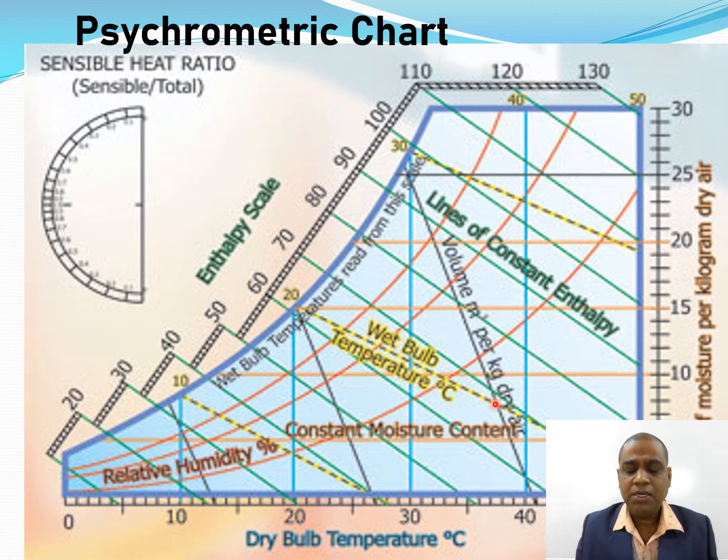That means for 1 kg of air, it needs 0.8 meter cube of volumetric space. Similarly also, this complete line represents 0.8, for example. It is not written here, but in our practical psychrometry chart, all these things are written clearly. And here is another specific volume line.